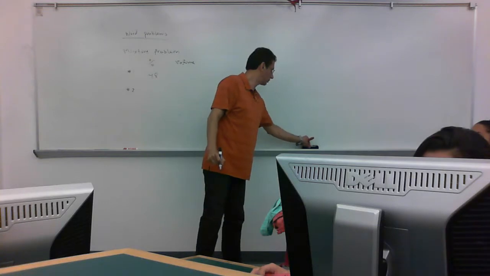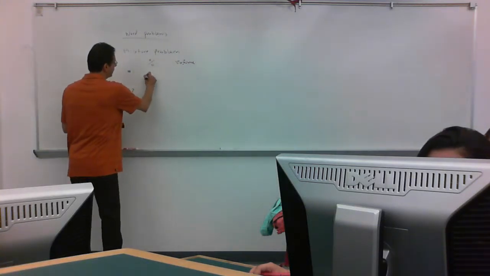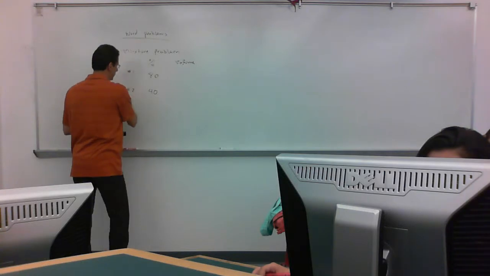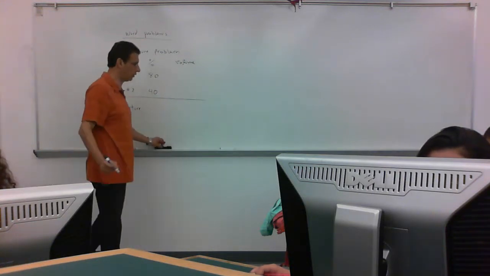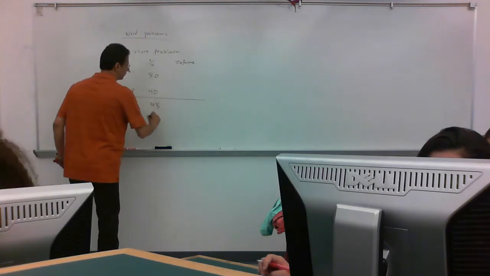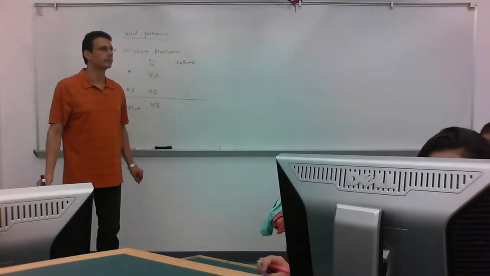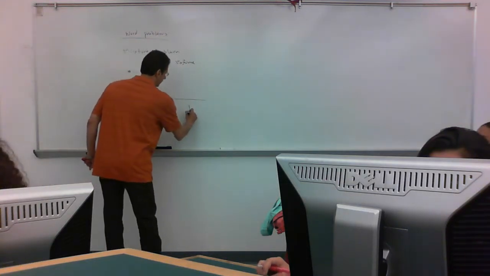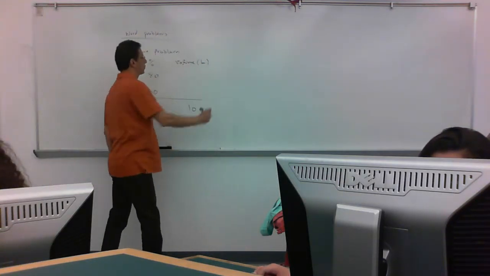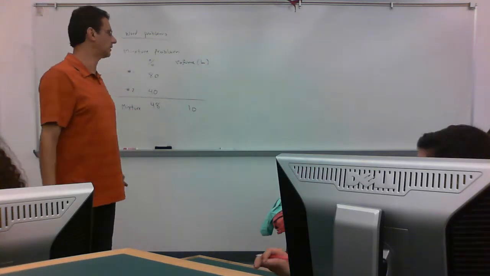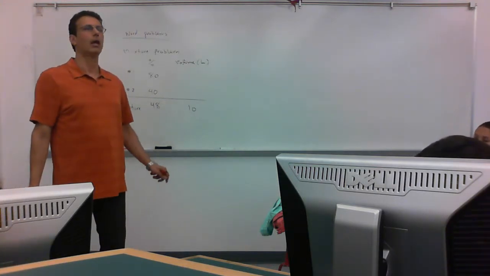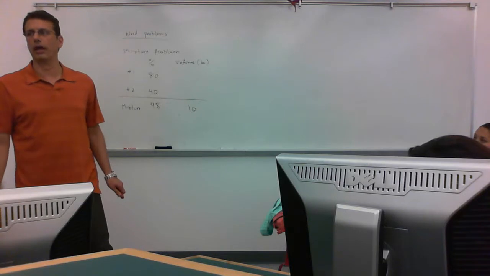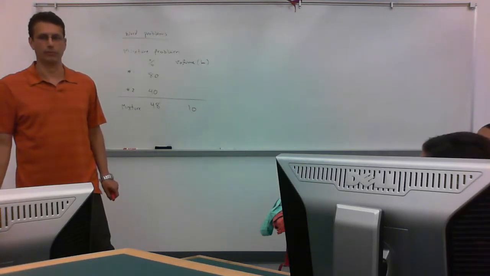Okay, so the first one is 80%. The second one is 40%. So when we mix them together, what do we get? 48% acid solution. How much of it? 10 liters. So the volume is that we get 10 liters of a mixture. Everybody agrees with that? So anytime you do a mixture problem, a table like this will do the job.